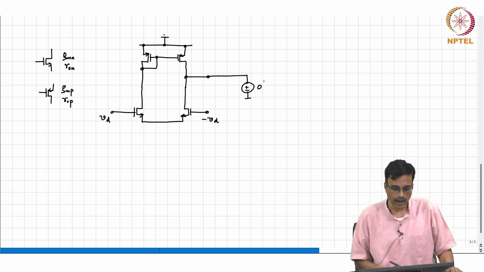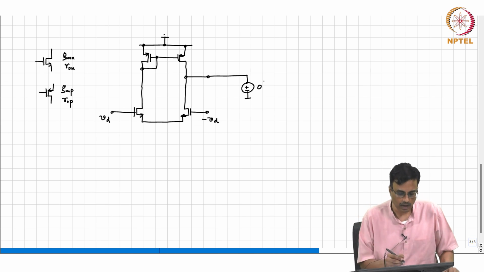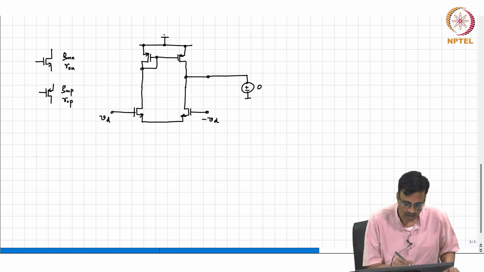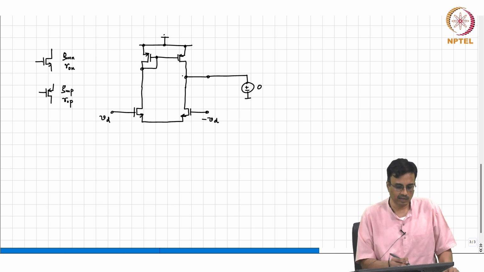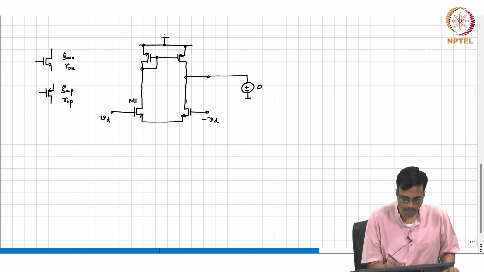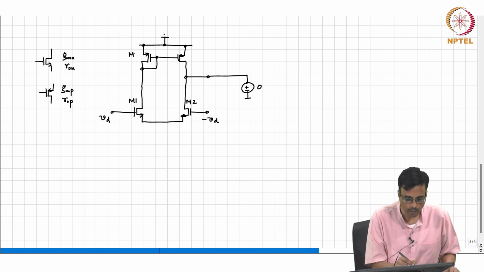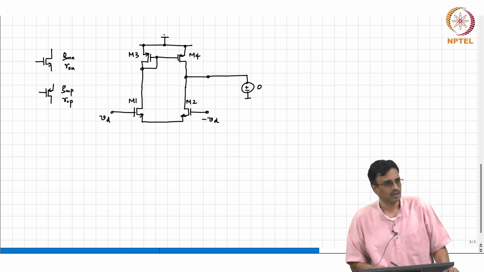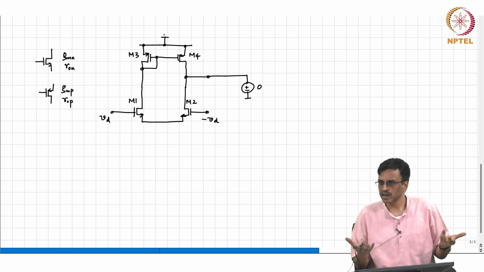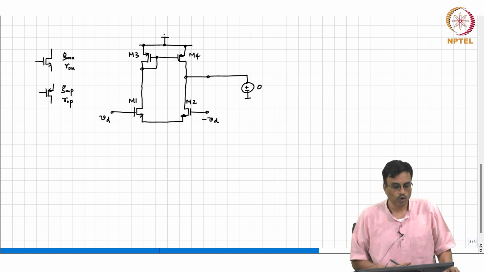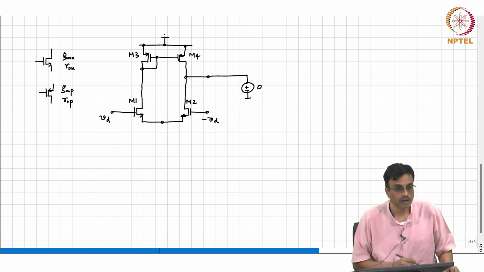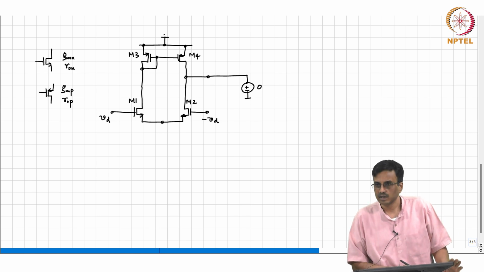okay, and technically speaking, the output resistances of the transistors M1, M2, M3 and M4 are not infinite. So, technically this node here is not 0 potential, right.